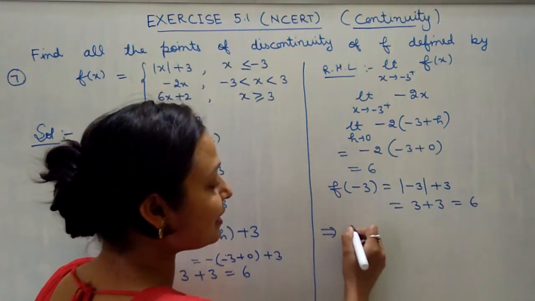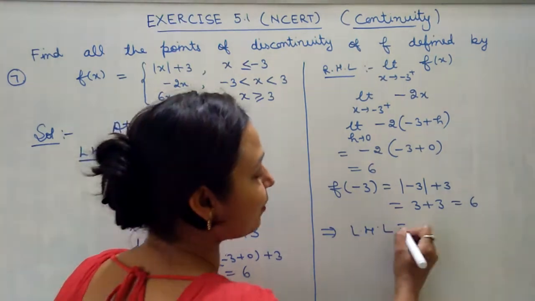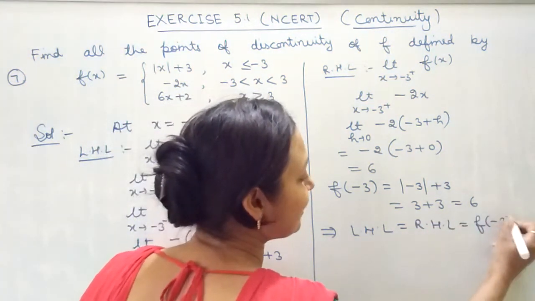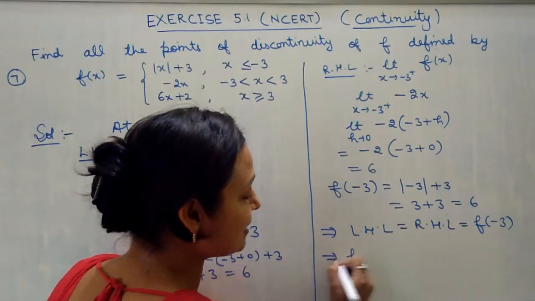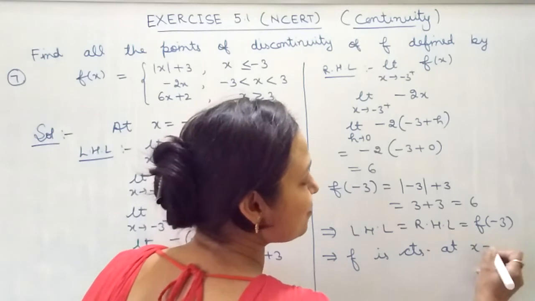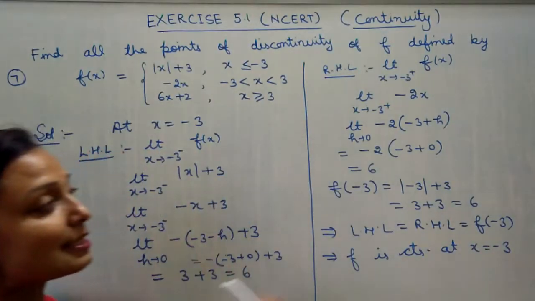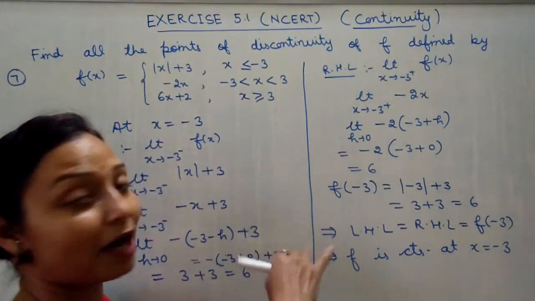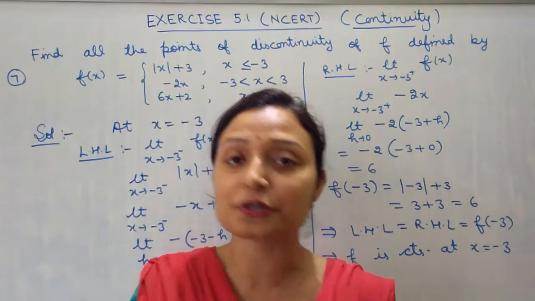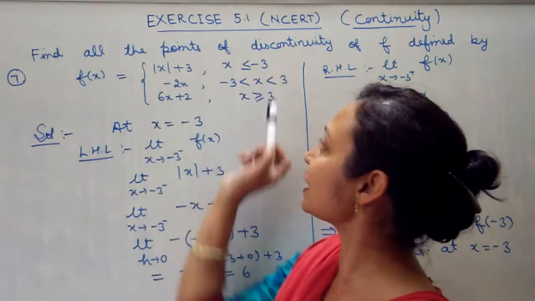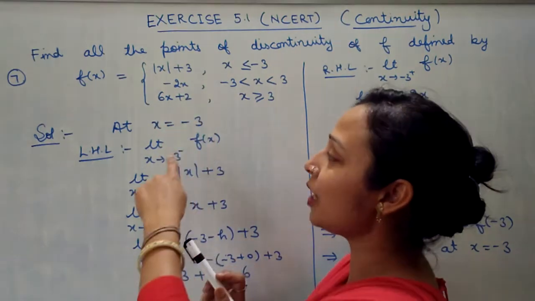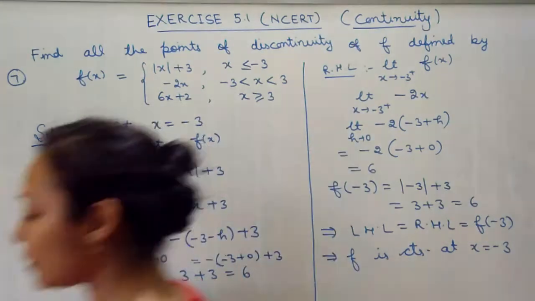This implies left hand limit equals right hand limit equals f of -3. That means f is continuous at x equals -3. Now this is the first part you have to check. The second part is you have to check the function for 3. There is a less than and a greater than, both limits are given. So you have to check for x equals 3.